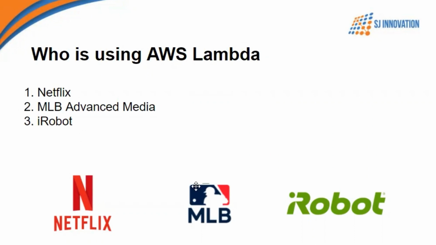Second is MLB. This is a sports brand, I think, for baseball games, and they live stream these. Over there they were facing a lot of issues where the streaming was giving them problems, so they shifted from their regular Node.js servers to AWS Lambda.